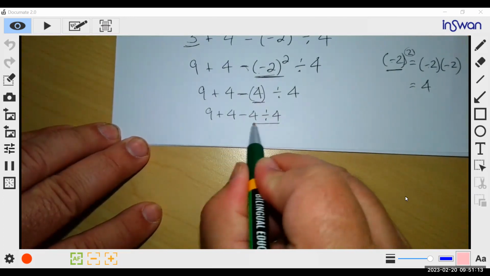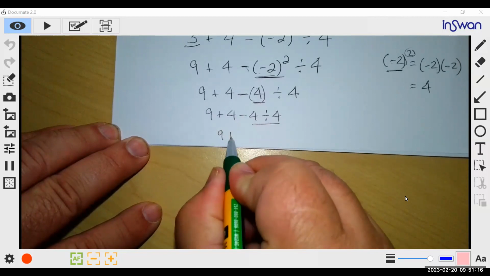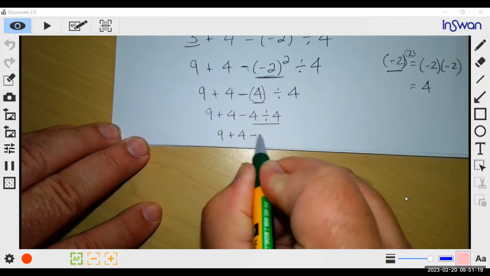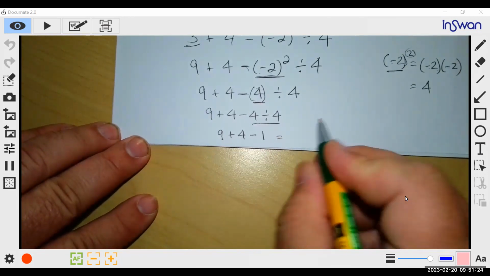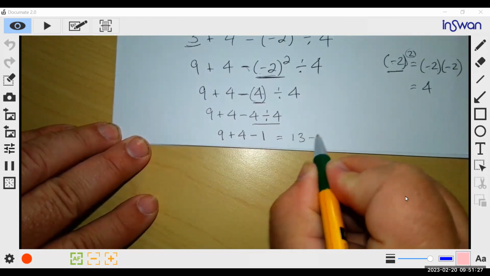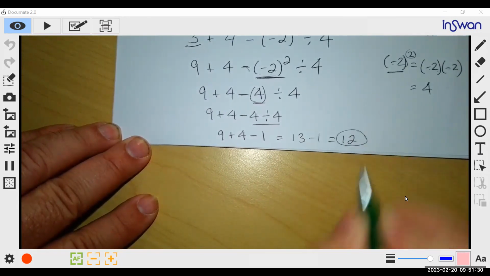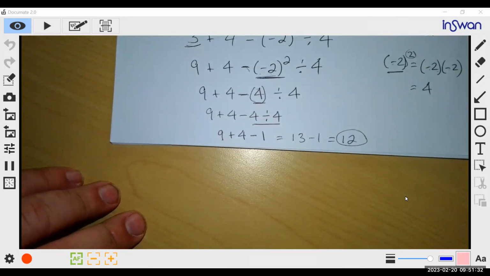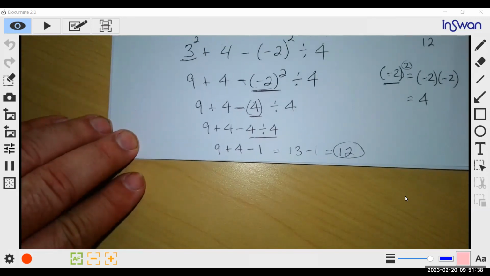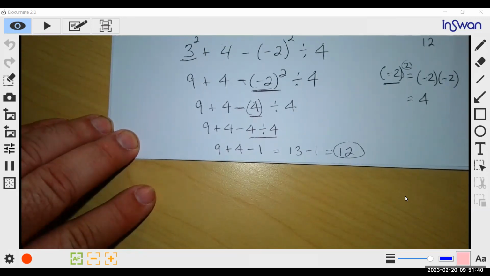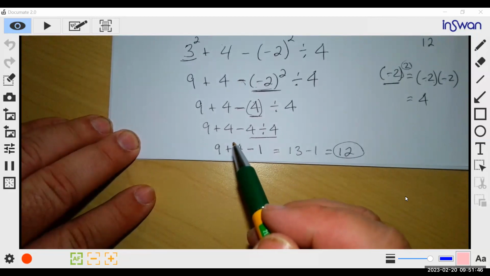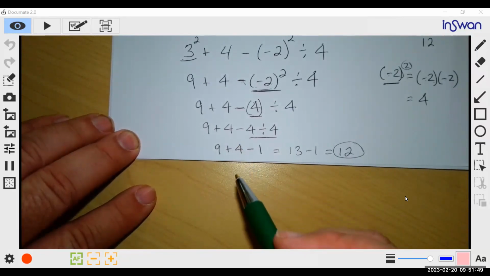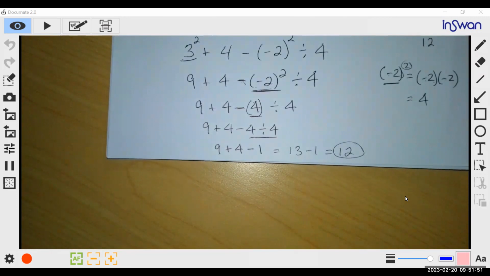Right, division. 4 divided by 4 is, so it's because it's a negative 4 divided by 4, it's minus 1. 9 plus 4 is 13. 13 minus 1 is 12. Very good. Now, how'd you get 15 then 14? This one here? Yeah. Uh-oh. That's not good. Right, that would give you a bad answer.